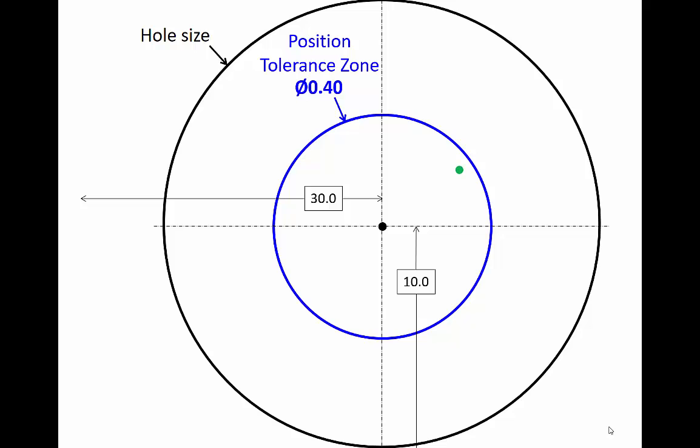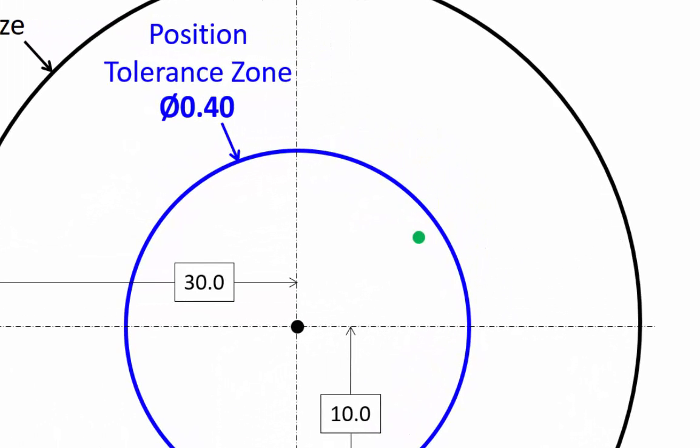Let's suppose the center of the hole was actually located here, shown by this green dot. Would this be within specification? Yes, it's easy to see that this location lies within the blue cylindrical tolerance zone. However, how would you know if the hole was within specification if all we had were the x and y coordinates given to us from a CMM?